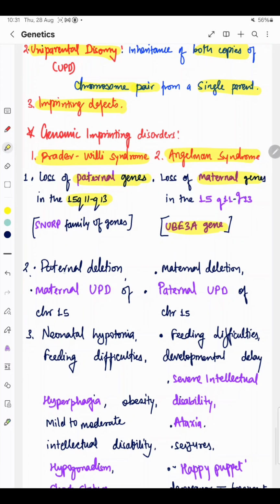In Prader-Willi syndrome, paternal deletion is there, resulting in maternal uniparental disomy of chromosome 15, and in Angelman syndrome there is maternal deletion and paternal uniparental disomy of chromosome 15.